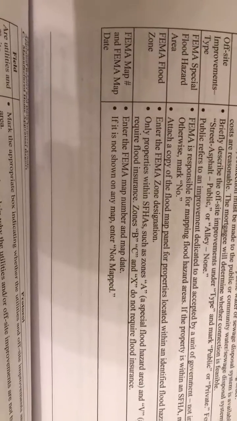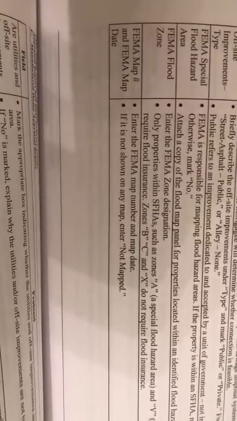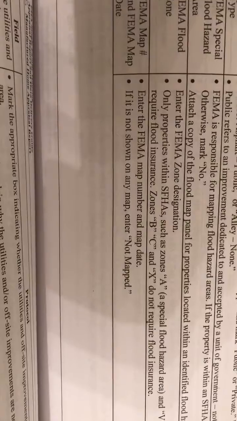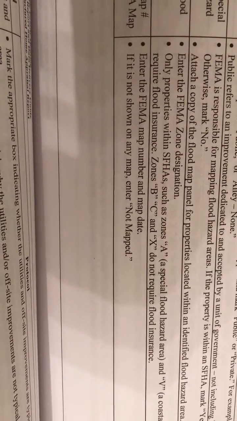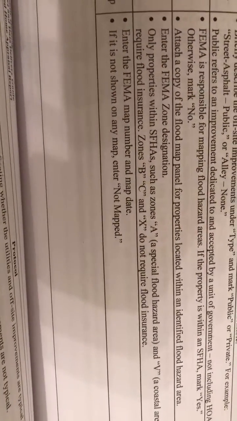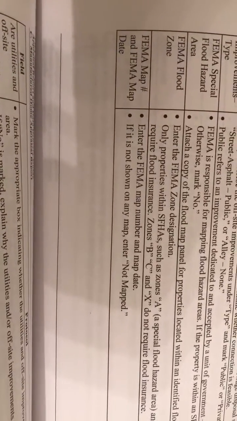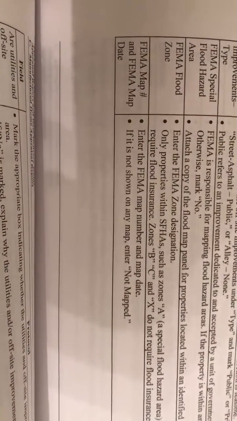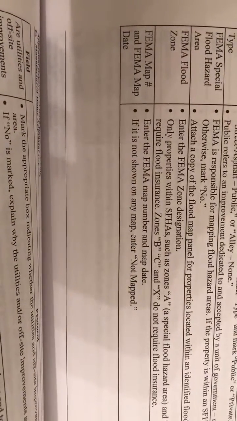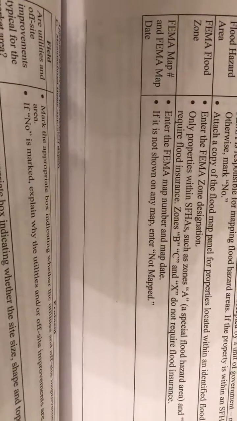Field, FEMA flood zone. Protocol, enter the FEMA zone designation. Only properties within SFHAs, such as Zones A, a special flood hazard area, or V, a coastal area, require flood insurance. Zones B, C, and X do not require flood insurance. Field, FEMA map number and FEMA map date. Protocol, enter the FEMA map number and map date. If it is not shown on any map, enter not mapped.